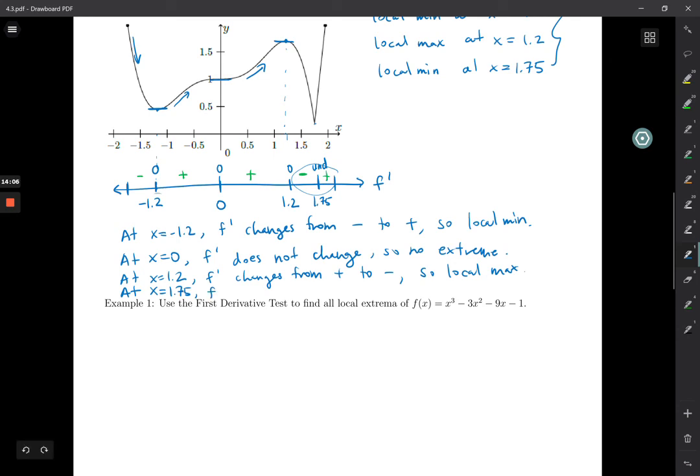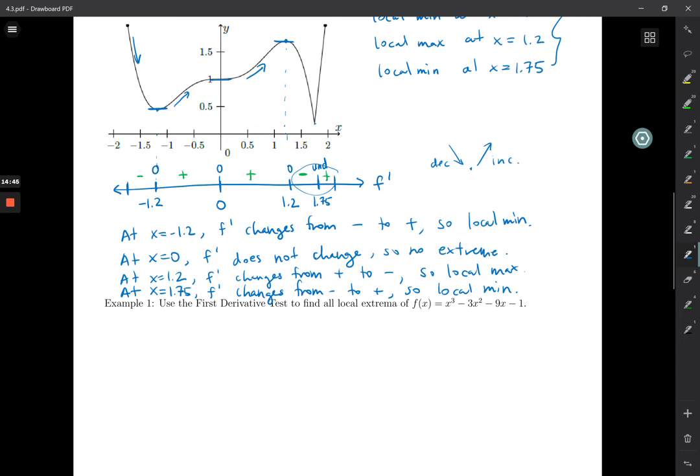F prime changes from negative to positive, so we get a local min, so it's going from decreasing to increasing. So I like to think of it this way: negative to positive means decreasing to increasing, and that means you'll have a local min at that point. Okay.